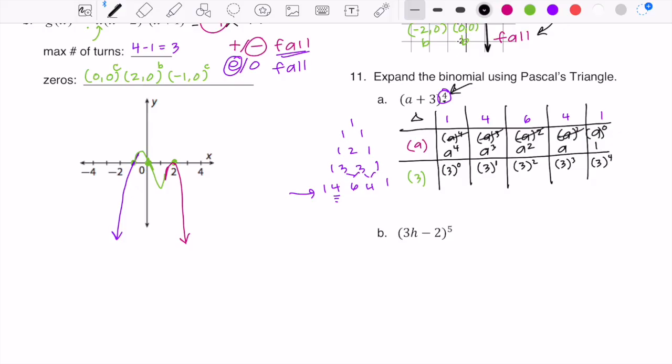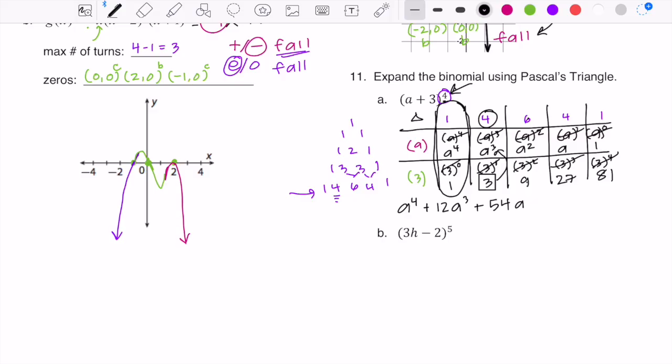And then we're going to clean those up. So I'm going to cross those off because I already simplified them. This is 1, 3, 9, 27, and 81. And then from here, you're just going to multiply the entire column. So I have 1 times a to the 4th times 1, which is a to the 4th. And then I have 4 times 3, which is 12 times a cubed. So plus 12a cubed. Then I have 6 times 9, which is 54.